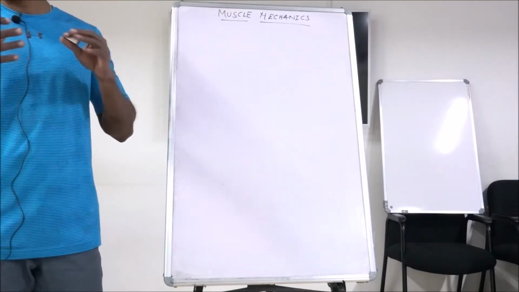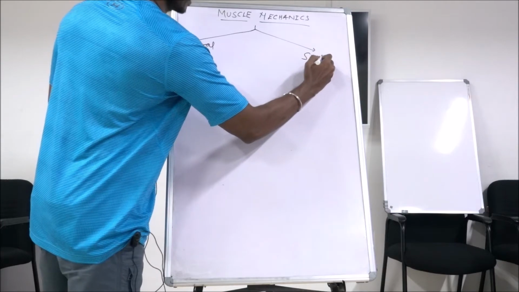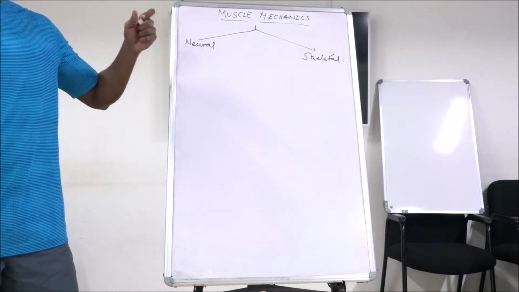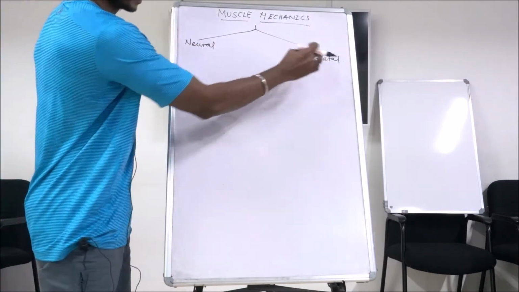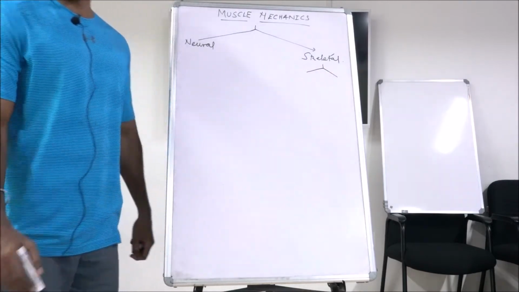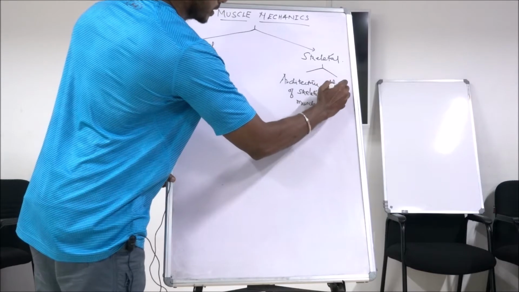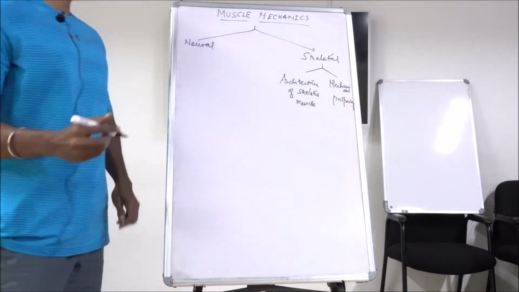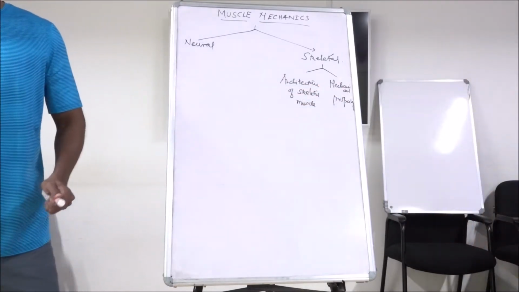The force production by the skeletal muscle depends on two factors, neural factor as well as the skeletal muscle factor. The neural factor is the one where how much stimulation is provided by the axon. Based on that, that determines the force of contraction. And the skeletal factors include the mechanical properties of the skeletal muscle as well as the architecture of the skeletal muscle and its mechanical properties. Both are interdependent. The architecture also determines the mechanical property of the skeletal muscles.